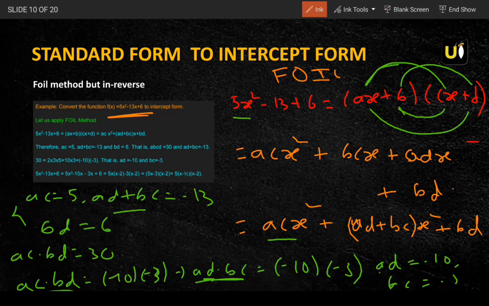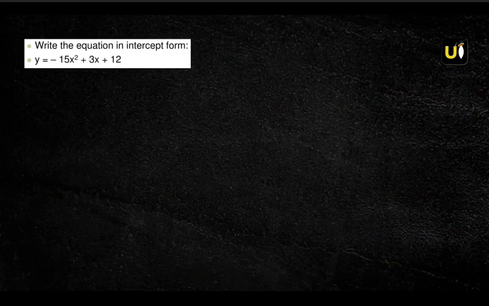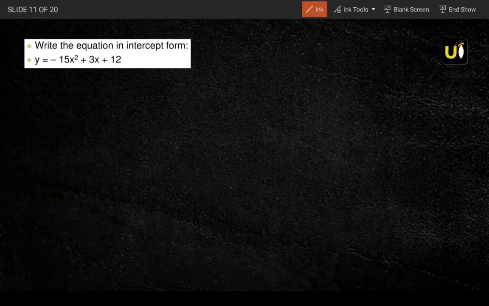Next, solving a quadratic equation by completing square method. So now we have a method called completing square method to solve a quadratic equation. Let's discuss here. We have two different methods. Let's discuss both of them in detail.